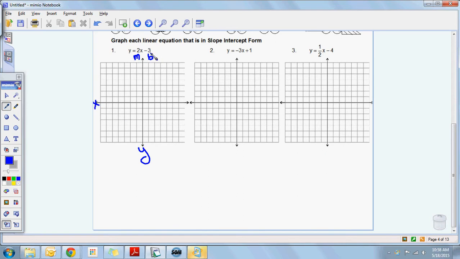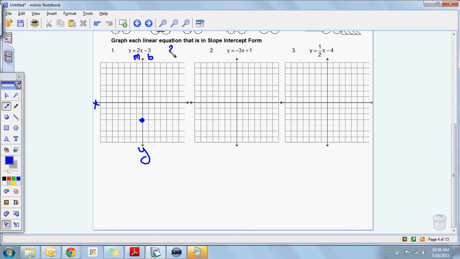Since this is my y-intercept, I'm going to start at -3 on my y-axis. So I'm going to go 1, 2, 3. That's where I begin. Now I need to graph a linear equation, so I need a straight line here when I graph. And to move from this point, I'm going to graph a slope of 2. Now slope is always rise over run.